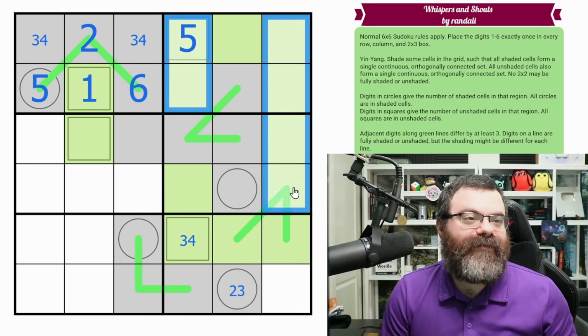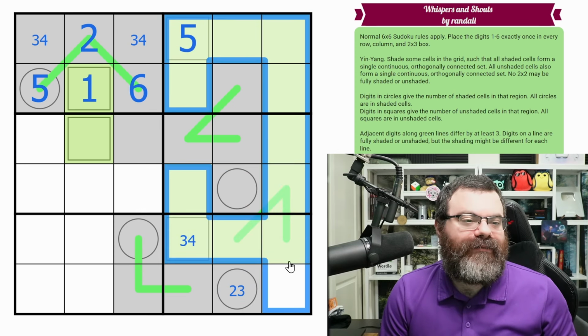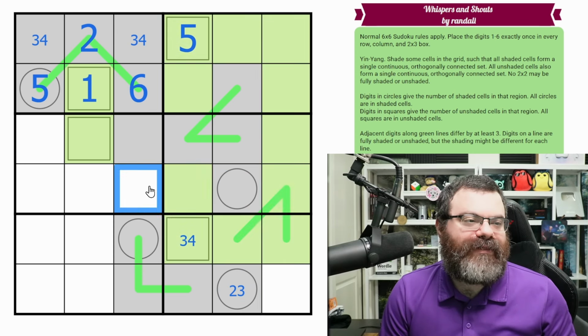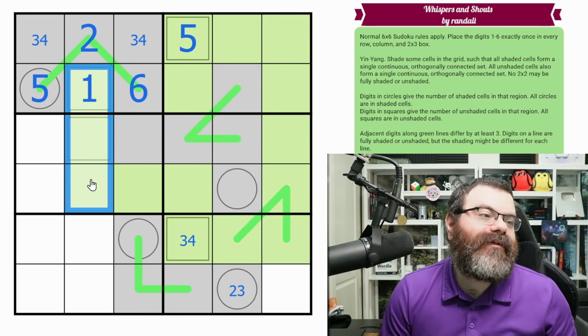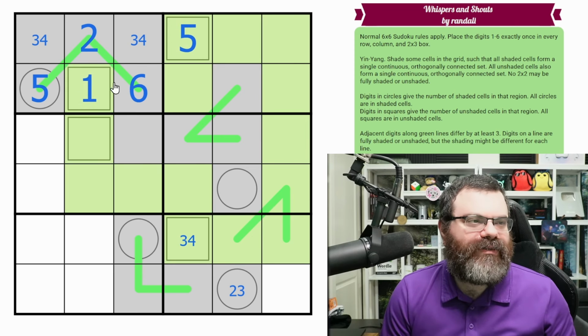And in fact, we still haven't gotten out, even if we shade this one, right? We still haven't gotten out. We have to get out to here, and then we have to keep going and get out to here so that we connect to this guy. And so now they're all fully connected.